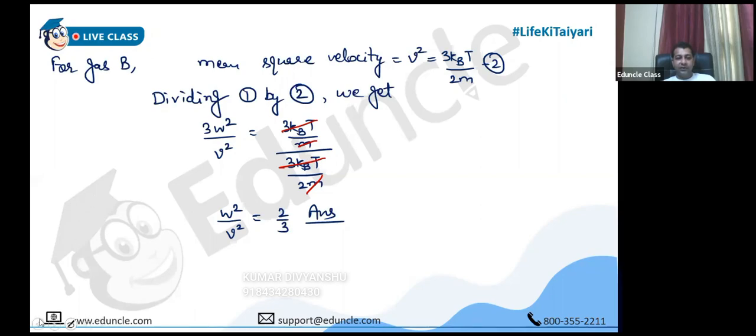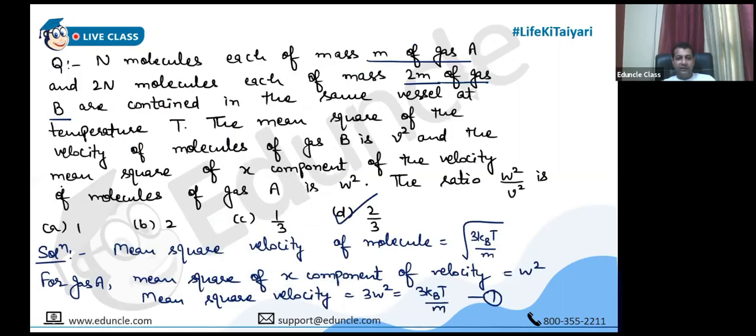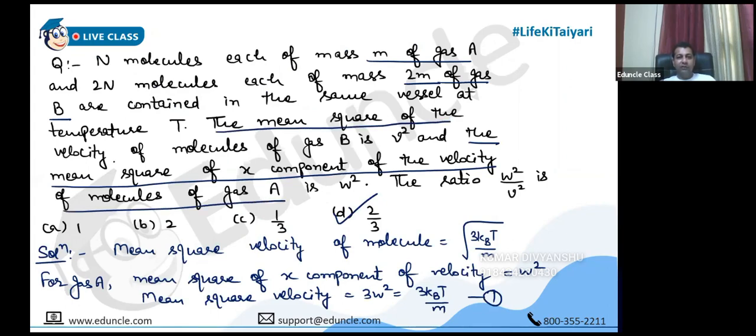Please check everyone. Read the question carefully every time. It is clearly written that in the case of gas A, it is only the X component, whereas for gas B, it is the mean square of the total velocity. And the temperature is the same for both of them. Because we are already taking the mean square, it doesn't matter how many molecules there are. Clear?